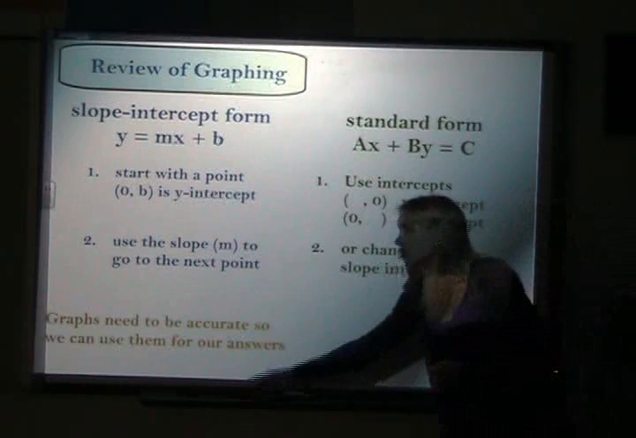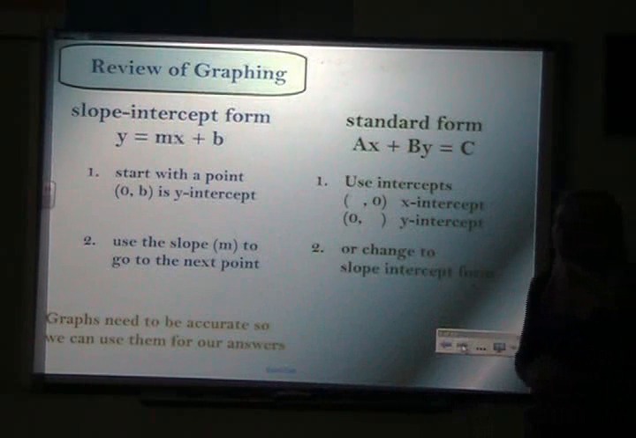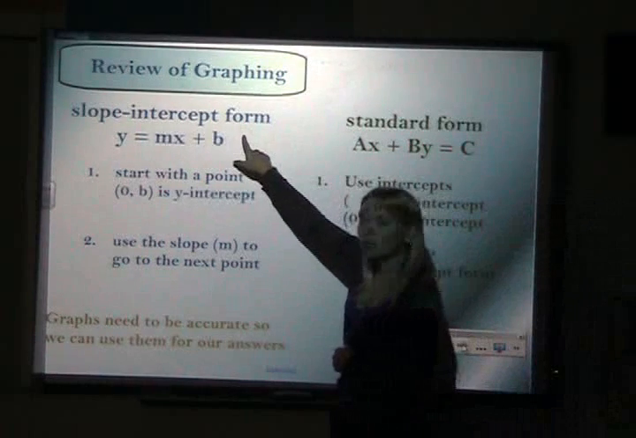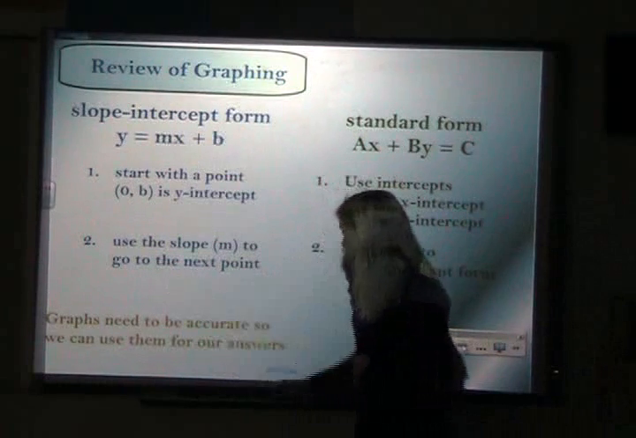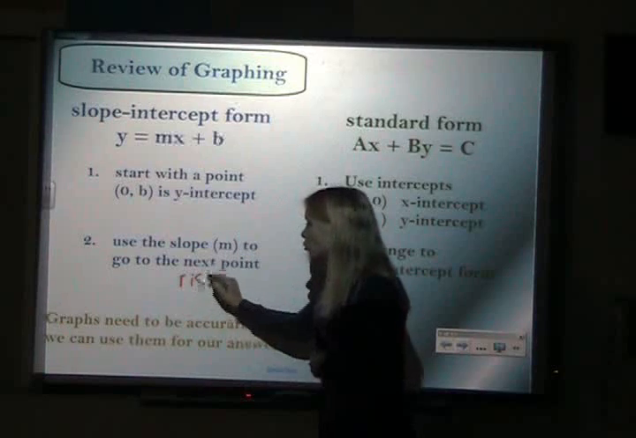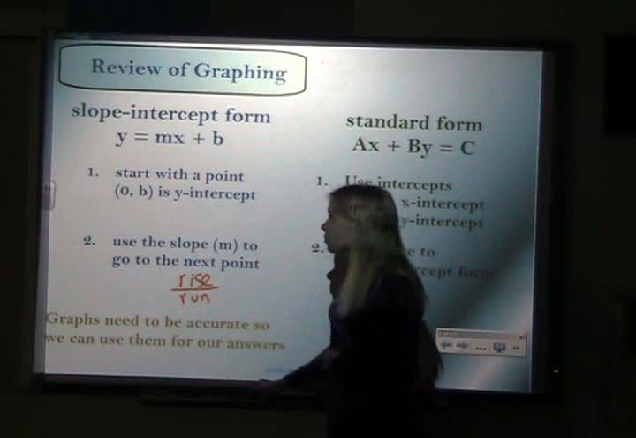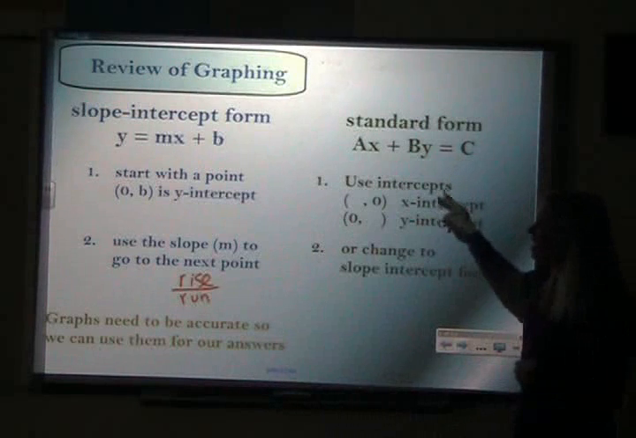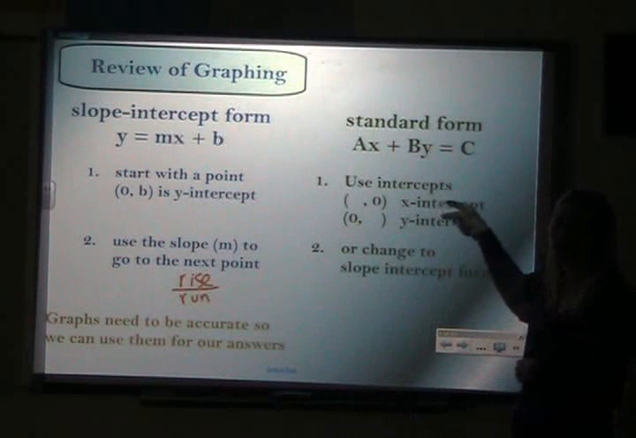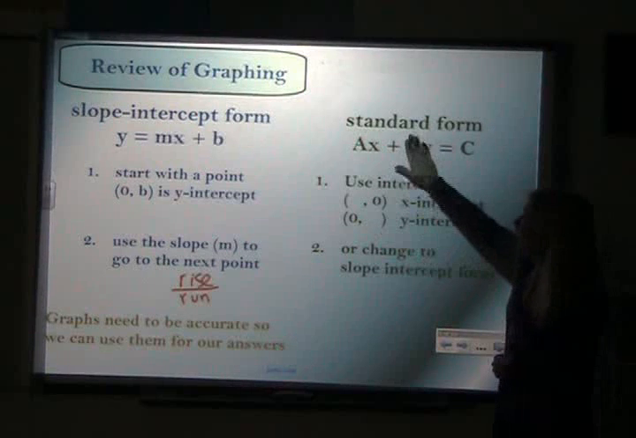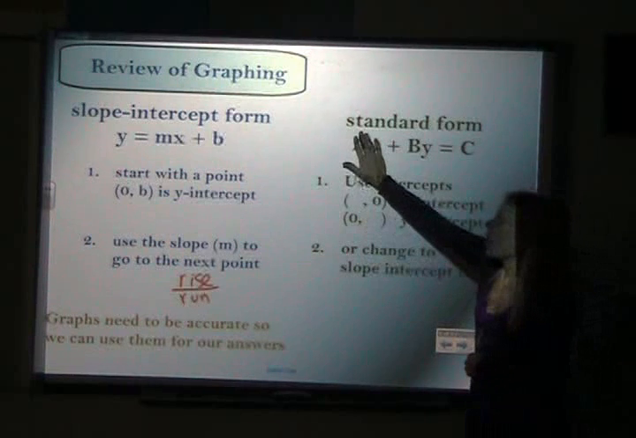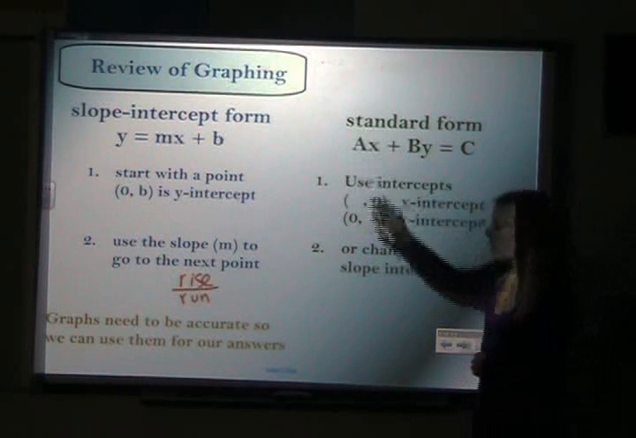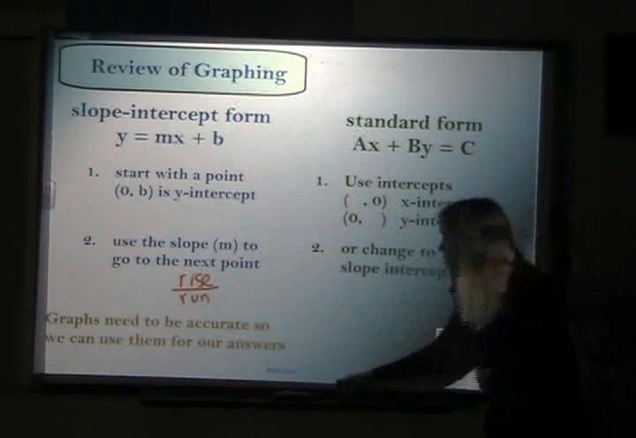Before we can do that, real quick as a review of graphing, you may need to pause this video so that you can write this down if you don't remember how to graph. If it's in slope-intercept form, I can start with the y-intercept on the y-axis, and then I use my slope, rise over run, to go to the next point. If it's in standard form, the easiest way to do this is to use your 2 points, your intercepts. So I plug 0 in for y, and I solve that to give me x. I plug 0 in for x, and I solve this to give me y. And then I would graph those 2 points.